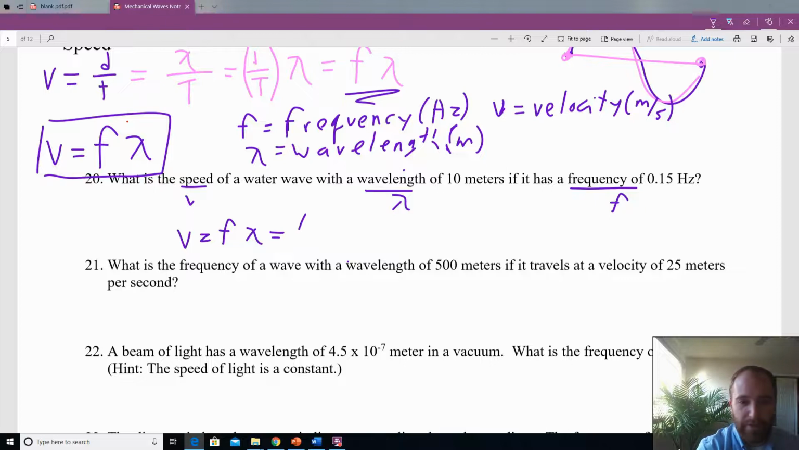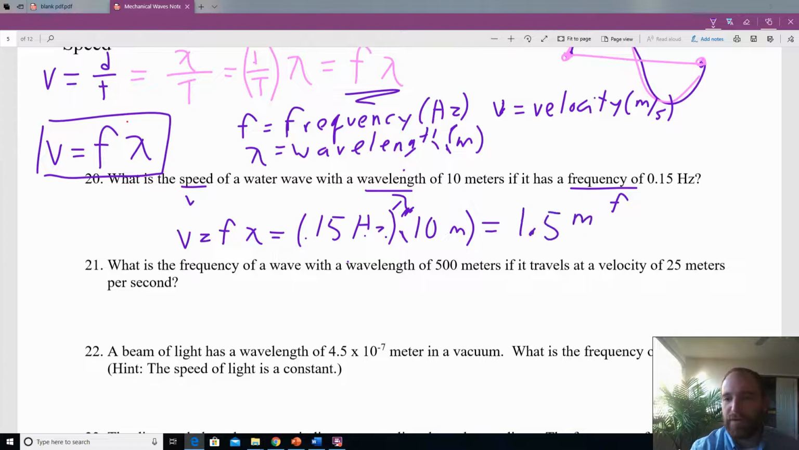The frequency is measured in hertz, so it's the 0.15. The wavelength is 10 meters. Alright, 0.15 times 10 is 1.5 meters per second. Cool. And that's our answer. So a water wave, like you can see it moving across the ocean, right? How fast is this water wave moving? 1.5 meters per second.